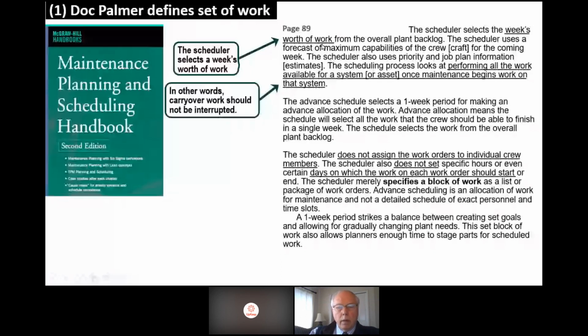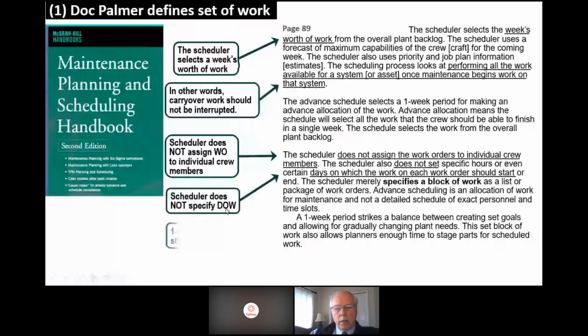Next. The scheduler does not assign work orders to individual crew members. Well, this is what's going on with the drag drop tools when they sell that to a customer and they introduce training. They're assigning it not only to individual workers, but also the day of the week. This is the author here. He's the expert, and I'm trusting this guy. Scheduler does not specify the day of the week. I just said that. One week period strikes a balance.